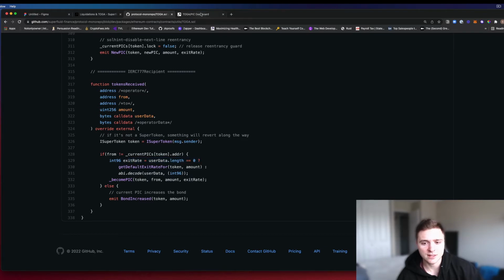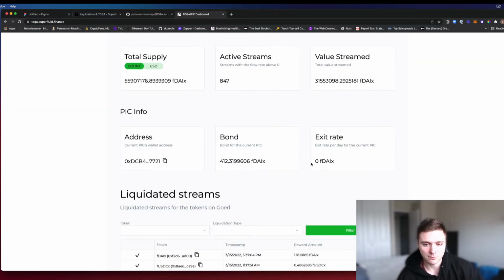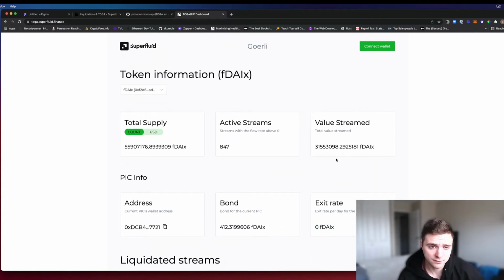And the final thing to keep in mind is this exit rate concept. The exit rate is the amount of tokens that the PIC is going to stream out per day, right? So yes, you do have to lock these tokens up, but you can make sure that you have some kind of exit rate so that you're removing tokens on a day by day basis, right? So that's how the Toga works, and that's an overall breakdown of how this mechanism for solvency works.